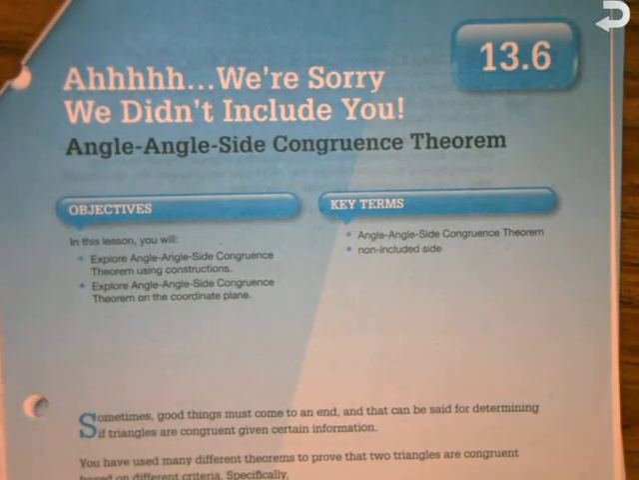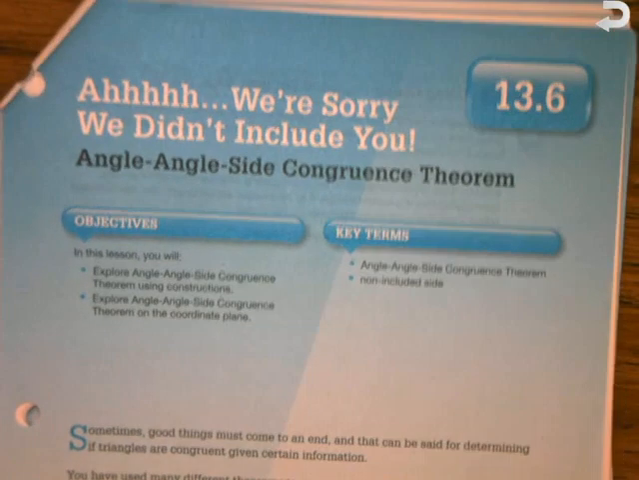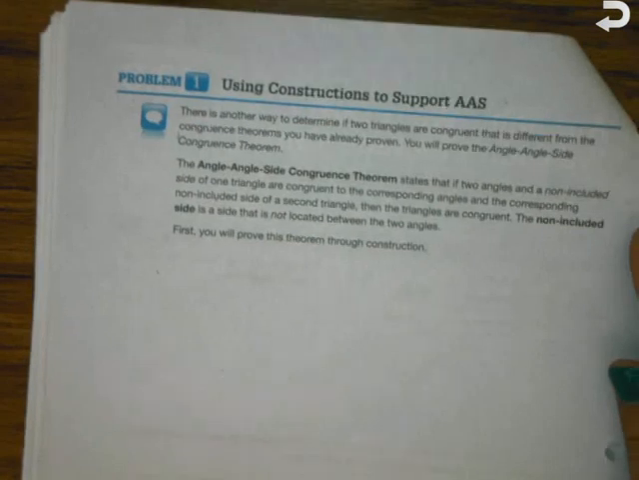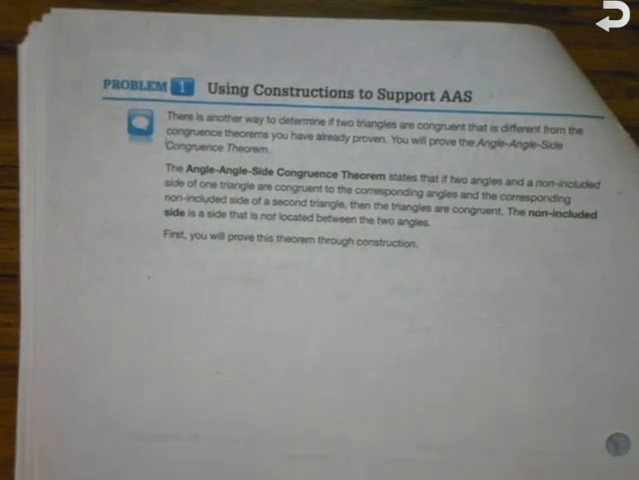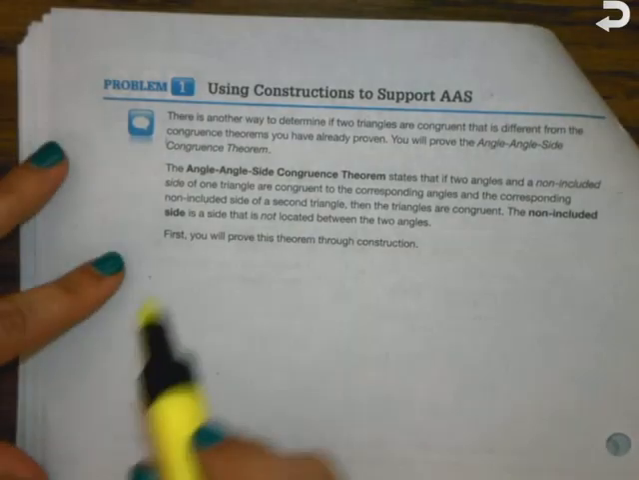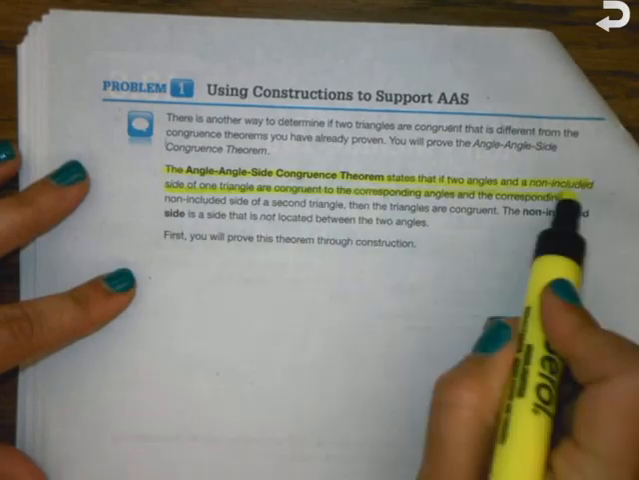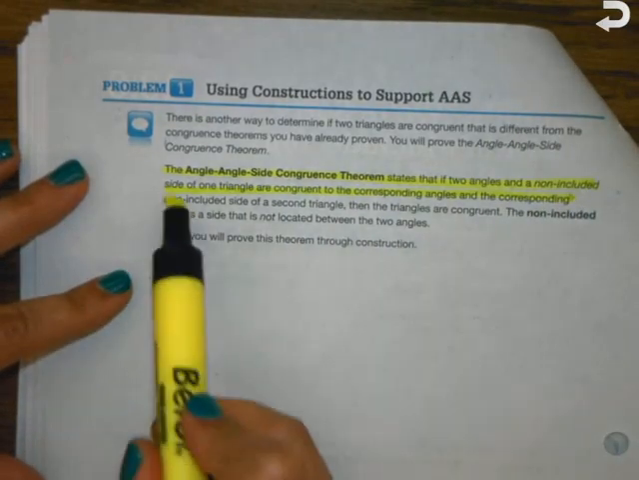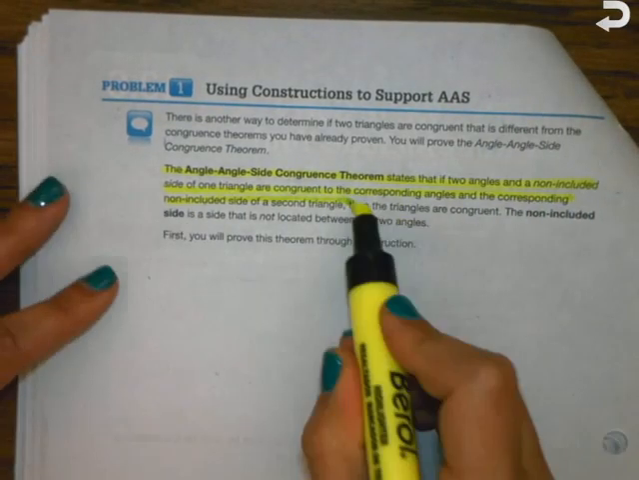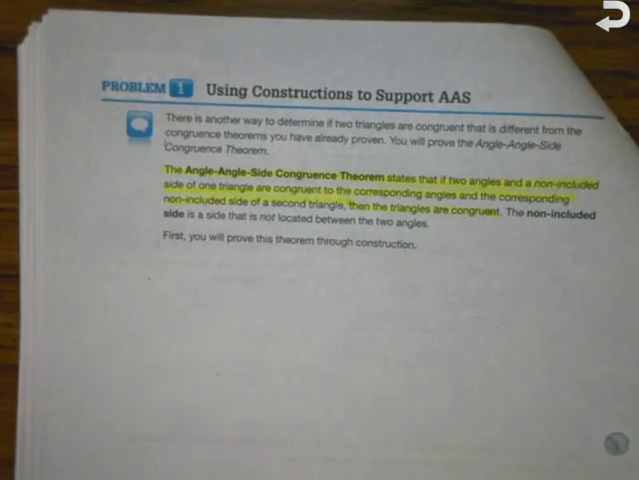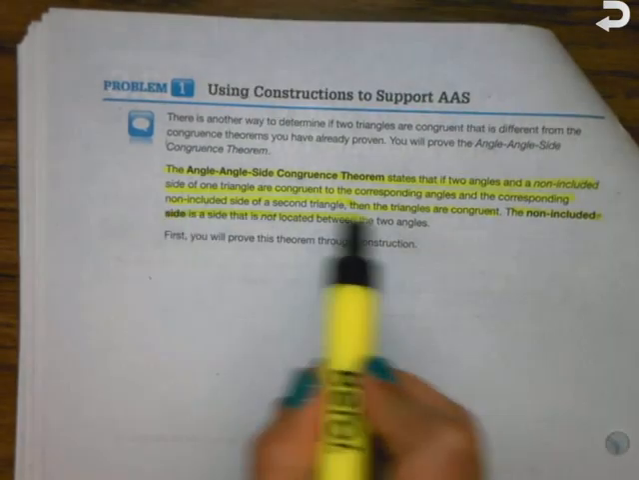So the last congruence theorem is angle, angle, side. Okay, so that means when we flip the page, we are looking for two angles and then an adjoining side. The angle, angle, side congruence theorem states that if two angles and a non-included side are congruent to the corresponding angles and the corresponding non-included side, then the triangles are congruent. So as long as we have two angles and any side, we can also say that they are congruent. The non-included side is a side that is not between the two angles.